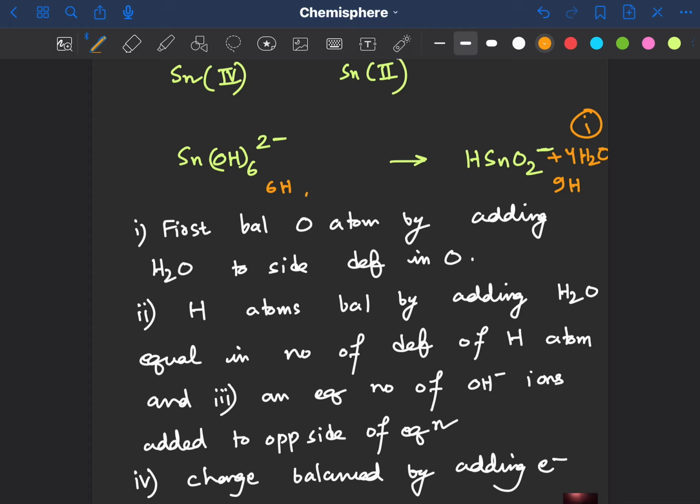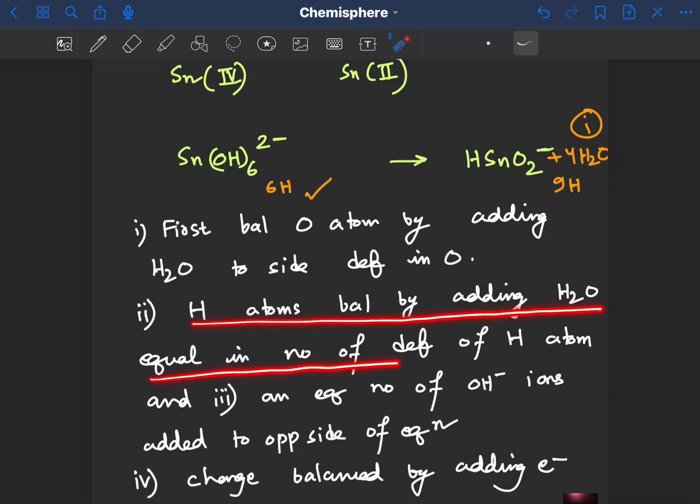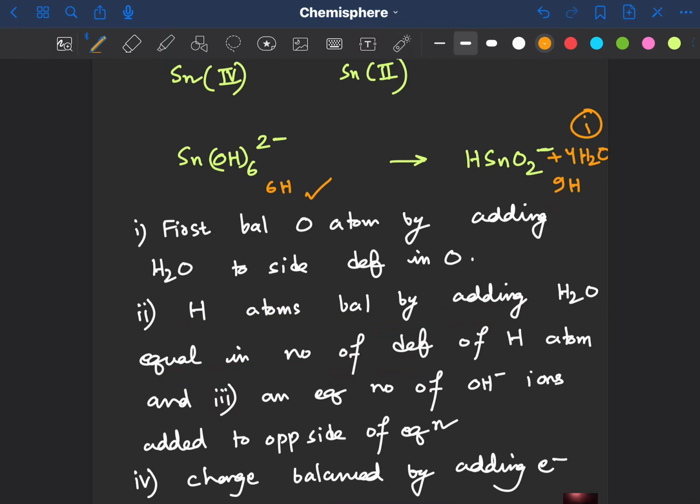So therefore you can say there is deficiency of H here. What is the deficiency? 3. So H atoms are balanced by adding H2O equal in number to the deficiency. So what is the deficiency? 9 minus 6, 3. So I will add 3 on this side. So plus 3H2O. This is the second step.